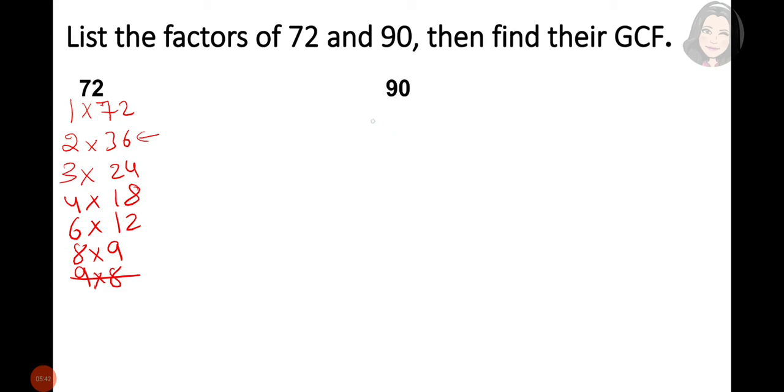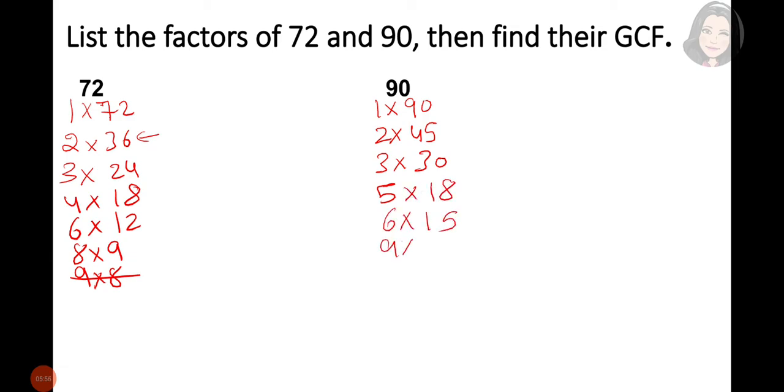I stop. For the number 90, I've got 1 times 90. I have 2 times 45. I also have a 3 times a 30. Then I have 5 times 18, 6 times 15, 9 times 10, and 10 times 9 repeated. I stop. Now let's write the factors in order.